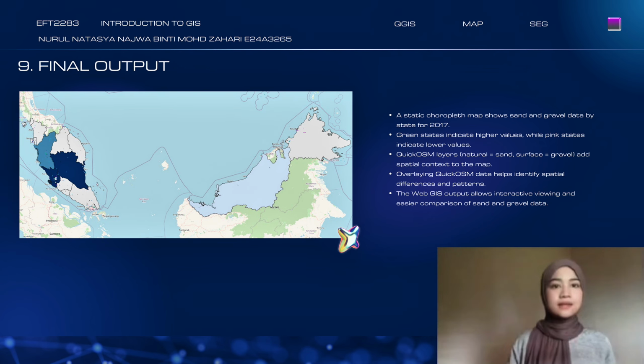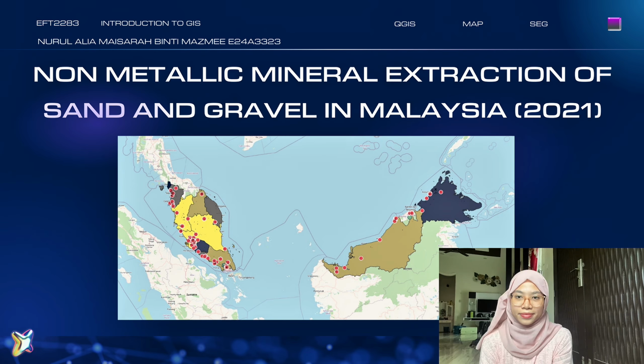In addition to the static map, an interactive WebGIS was also developed. The WebGIS provides better accessibility and interaction, allowing us to zoom, toggle layers, and view attribute information for each state. Overall, the final outputs demonstrate how GIS can effectively integrate government data and open source spatial data to support sand and gravel resource visualization and analysis.